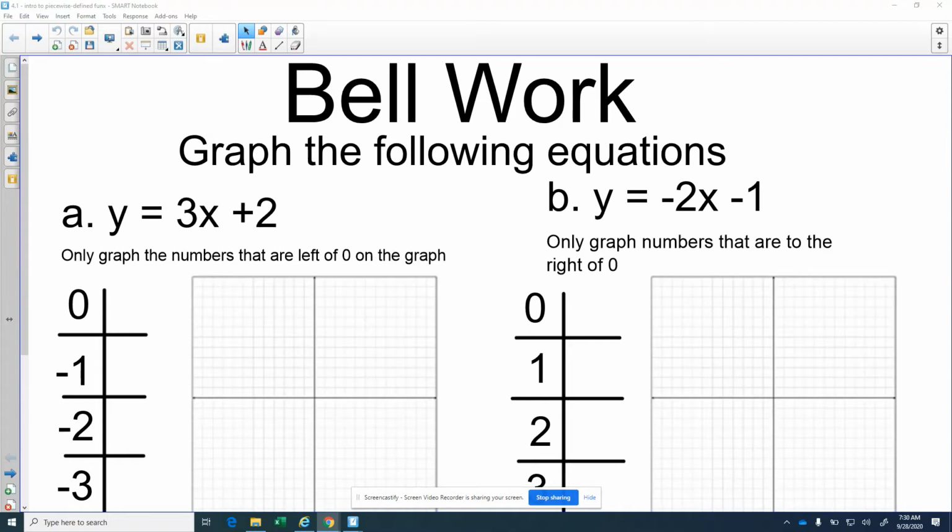Good morning, everyone. Today we're going to be continuing our piecewise defined function activity. In today's lesson, we're going to be talking about how to graph a full piecewise function.